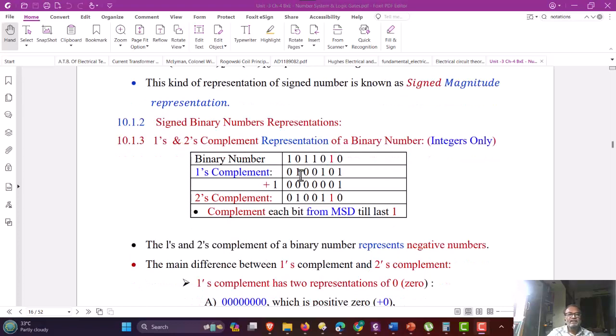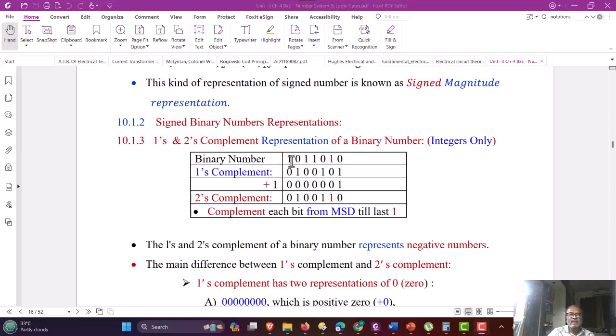The signed number representation can alternatively be given by the complement representation, that is, ones complement and twos complement of the binary number. It is different from the sign magnitude number, but the ones complement and twos complement of the number are the negative numbers. For example, let us see how ones complement works. If a binary number is given, you complement each bit. Complement means if the bit is 0, make it 1, and if the bit is 1, make it 0.